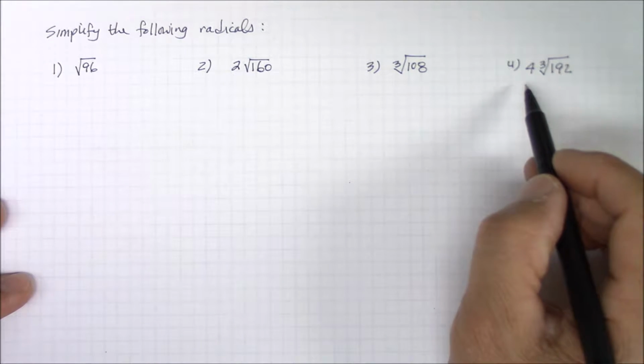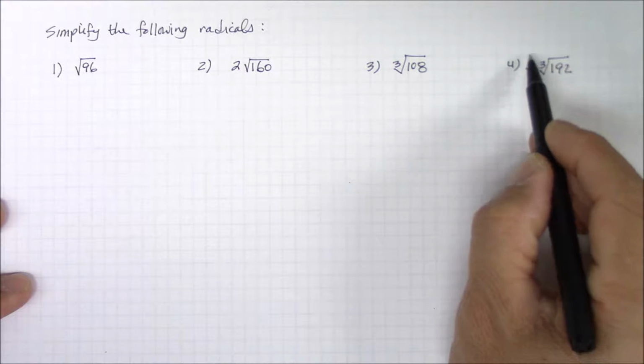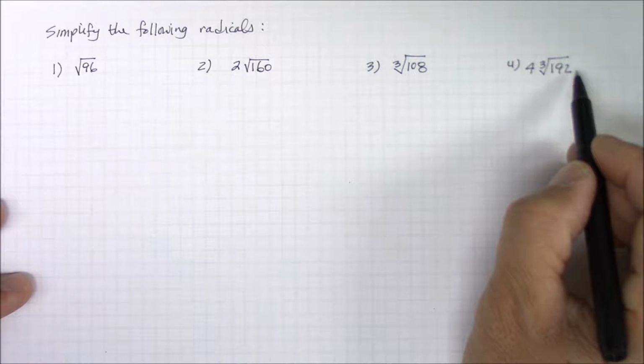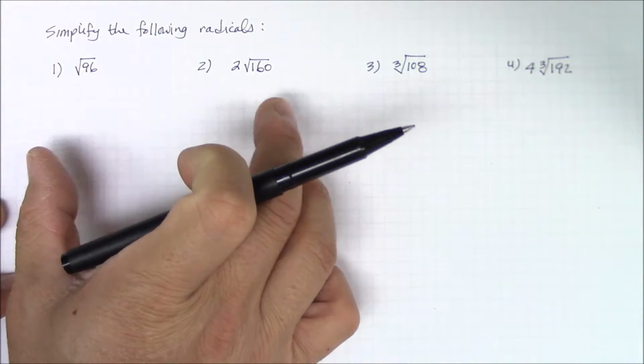And numbers 3 and 4, they're going to be cube root. So on number 4, for example, it says 4 times, the coefficient is the 4 times the cube root of 192. So how would you do numbers 1 and 2? Why don't you try it first?